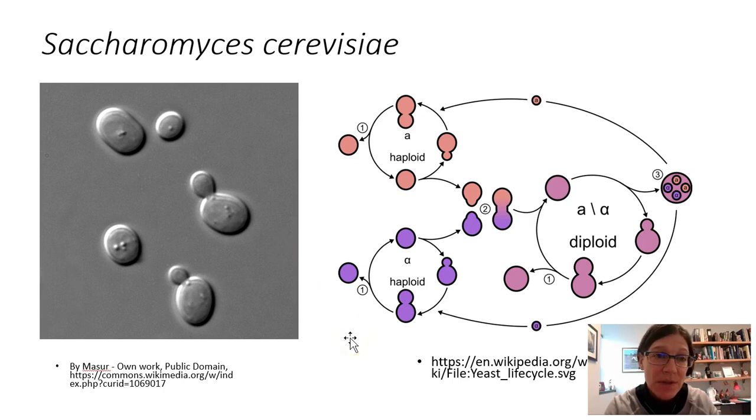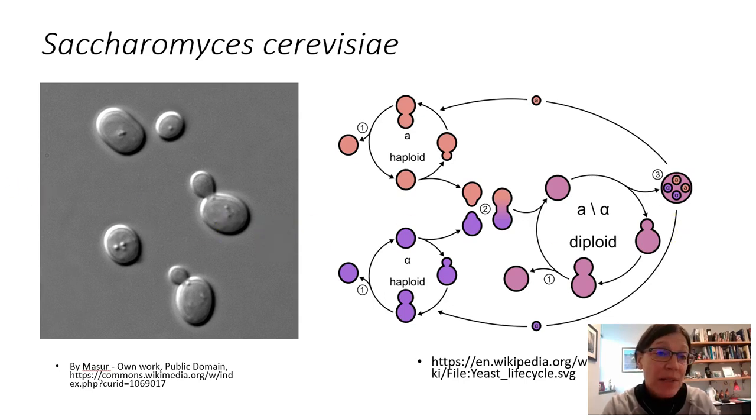Or during times of stress such as starvation, this yeast exists in two mating types, a and alpha, and those organisms can produce spores, and those spores can unite and participate in the process of sexual reproduction. So it's a really interesting organism.